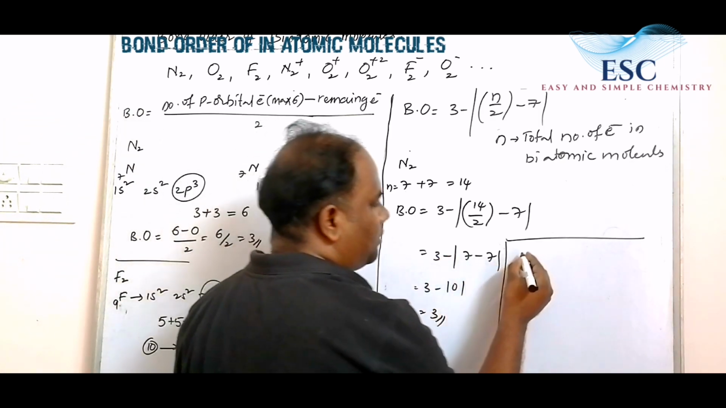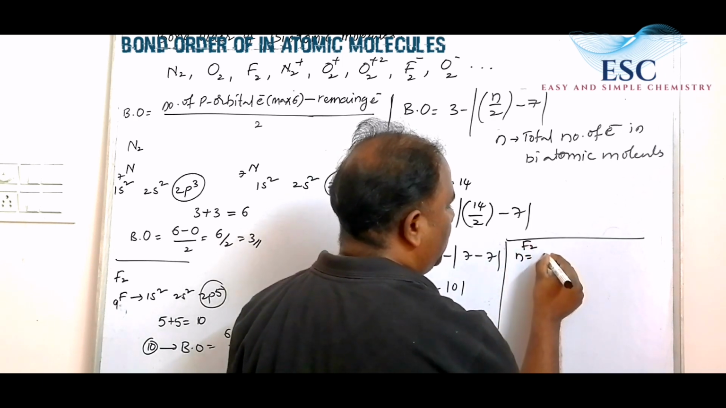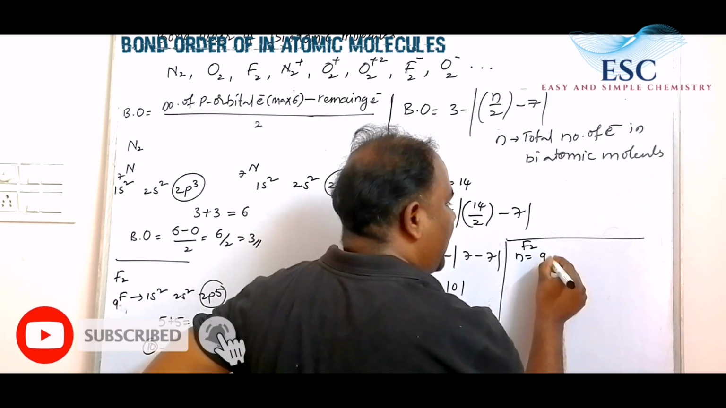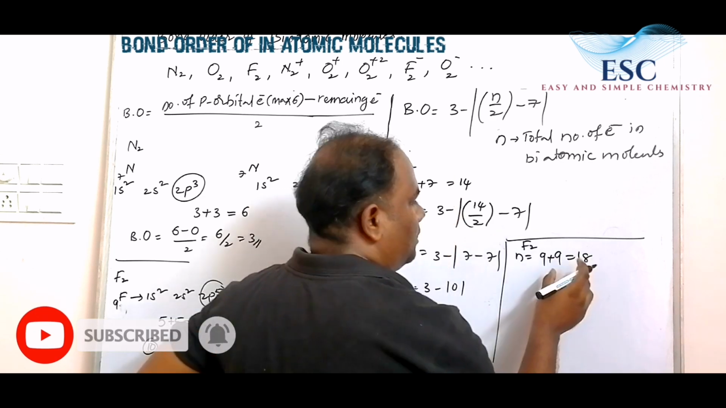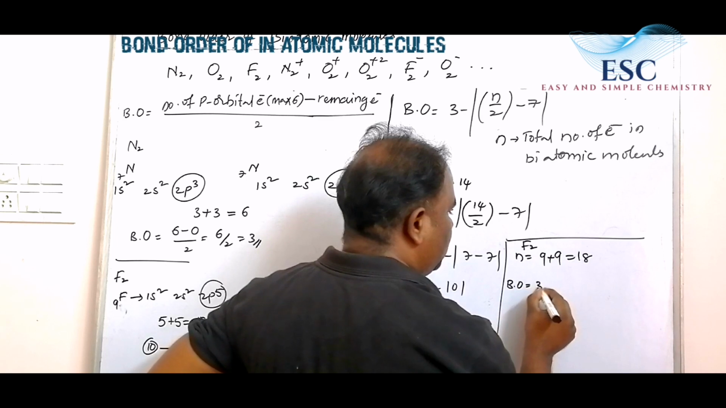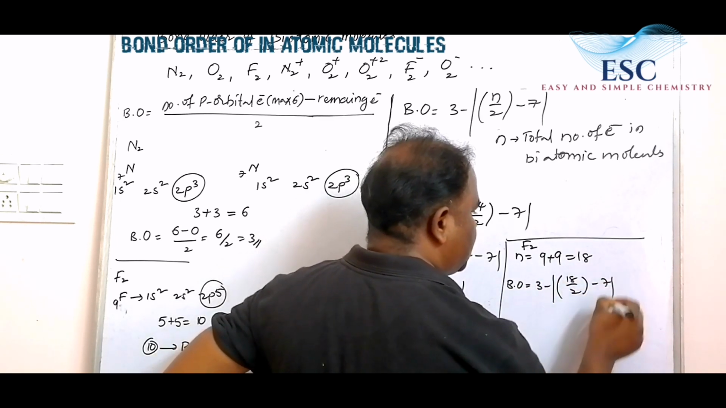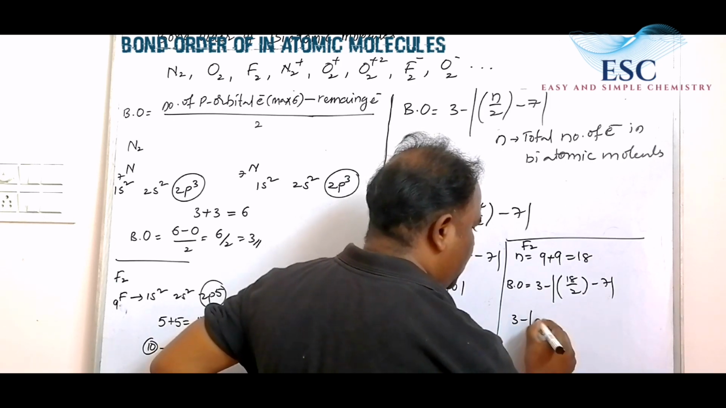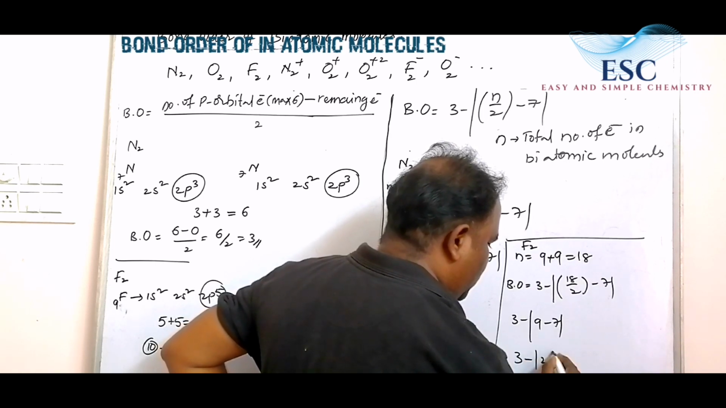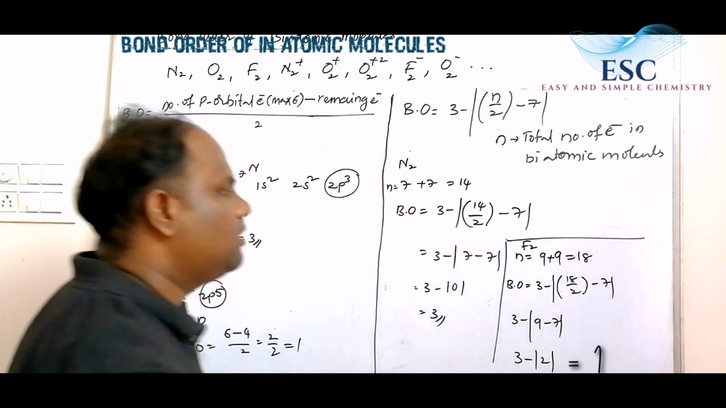Now the other trick. What is that? In fluorine, N is equal to the total. The atomic number of fluorine is 9, that's why 9 plus 9 equals 18. Substitute that N value in the equation. Bond order is equal to 3 minus mod of 18 by 2 minus 7. Okay, 3 minus mod of 9 minus 7, 3 minus mod of 2. That's why it is also equal to 1. So that is the bond order of the fluorine.